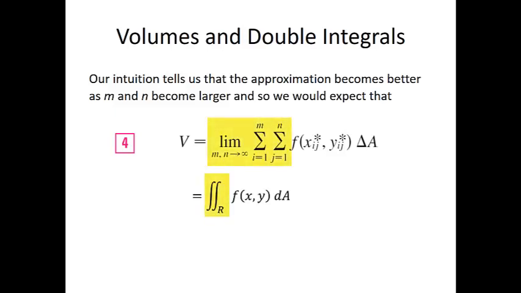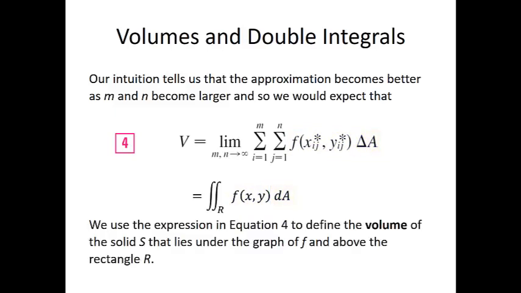We replace the limit of the sum with integrals. Because we have two sums, they become two integral signs. We drop the subscripts and the stars and just have f of x, y, and we replace the delta with the letter d. We use the expression in this equation to define the volume of the solid S that lies under the graph of f and above the rectangle R.